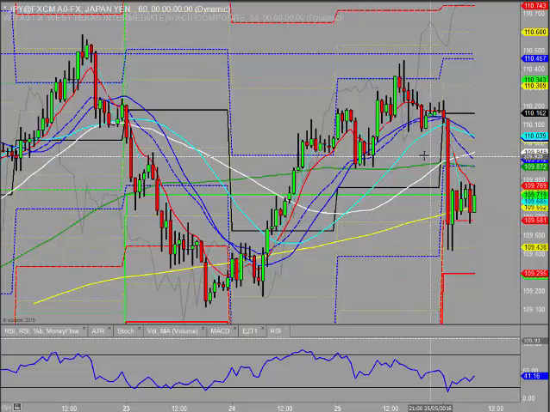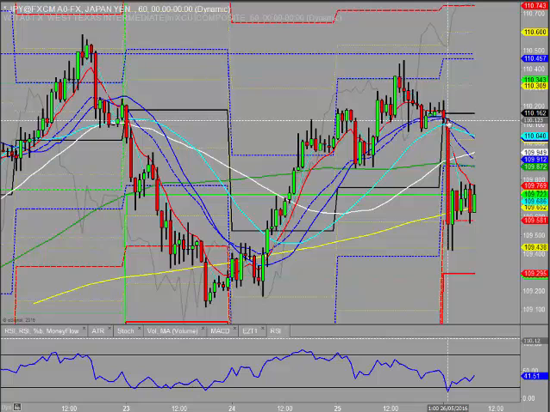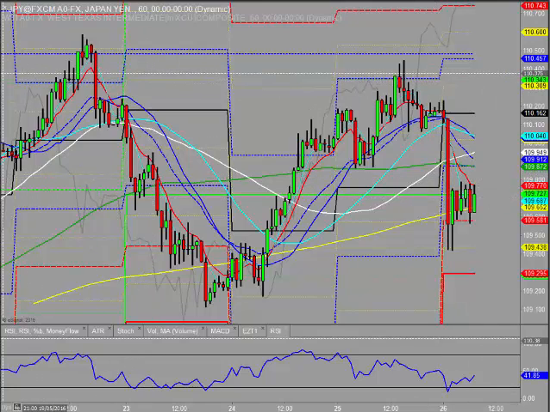Never my favourite morning when we've woken up to find a relatively huge daily move. In fact, that daily move that we saw on the 1 o'clock candle was bigger than the whole of yesterday's price action. So not much for me to be doing there.